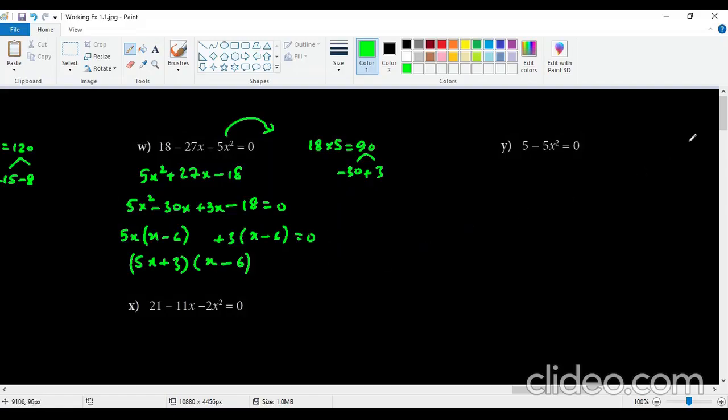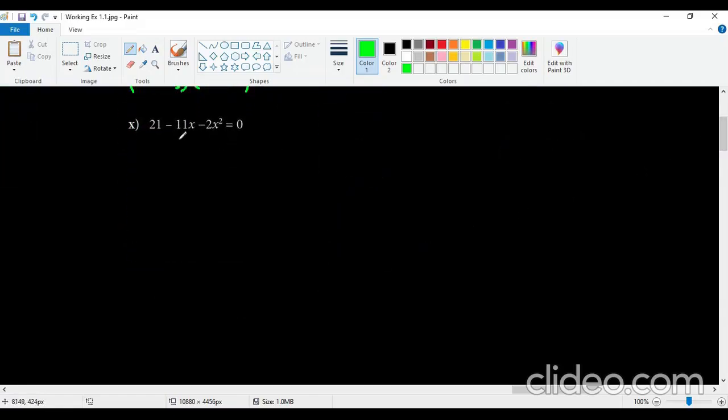Now moving on to question number x. I will change this to 2x squared plus 11x minus 21 for question number x. So 21 times 2 is 42. When 42 is factorized, it gives me 14 times 3, which is also 42, and 14 minus 3 is going to give you 11. So I will write this in the way I told you already, minus 21 equals 0. Splitting this middle term is going to give me plus 14x and minus 3x.